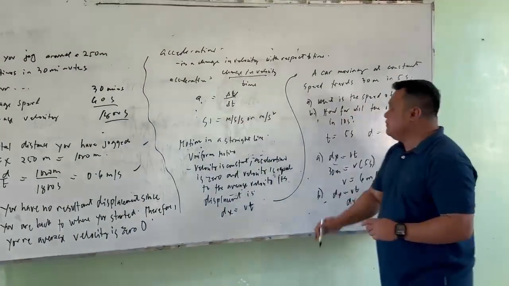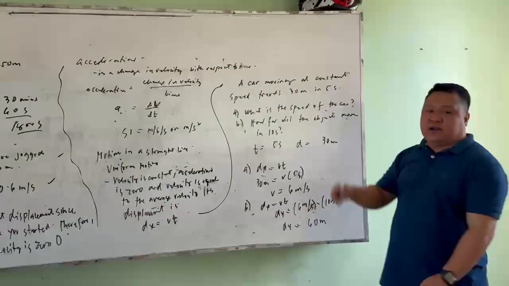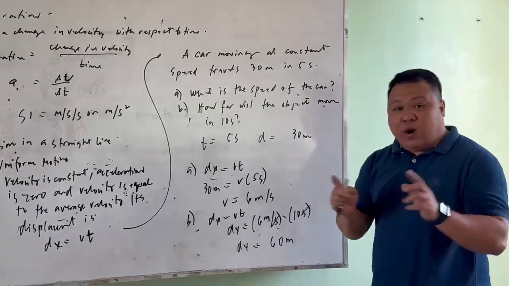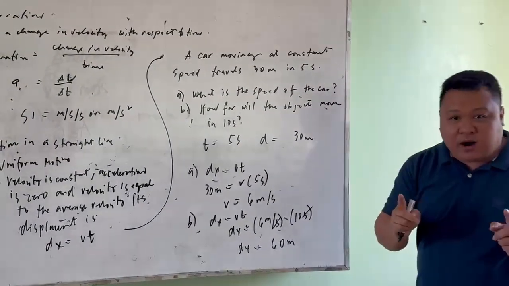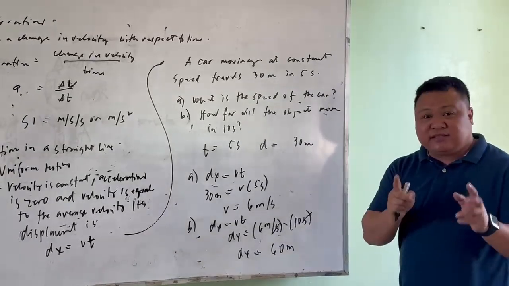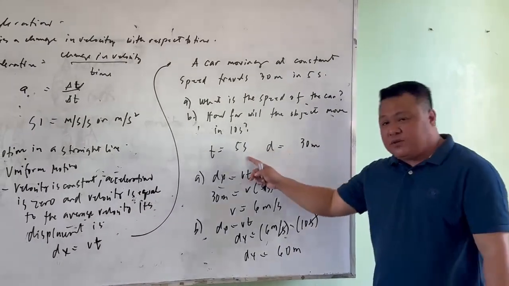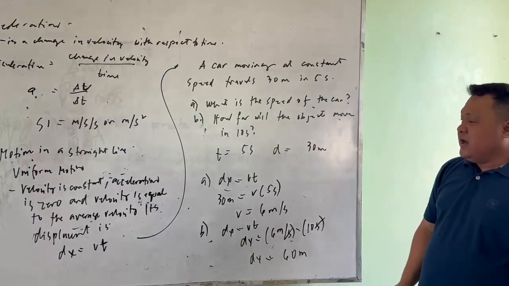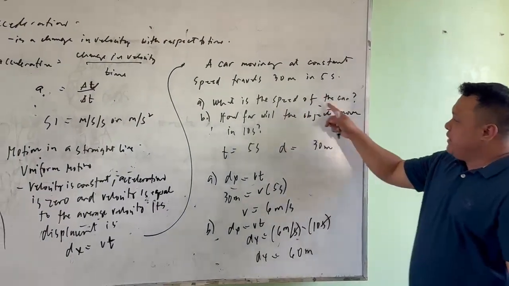For example, a car moving at a constant velocity travels 30 meters in 5 seconds. What is the speed of the car? And how far will the object move in 10 seconds? So we have the time equal to 5 seconds and the distance 30 meters. For letter A, what would be the speed of the car?